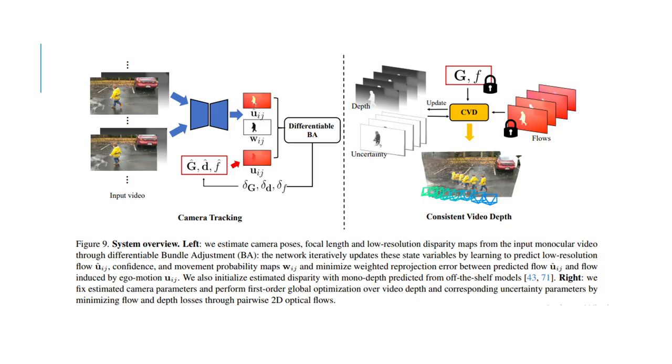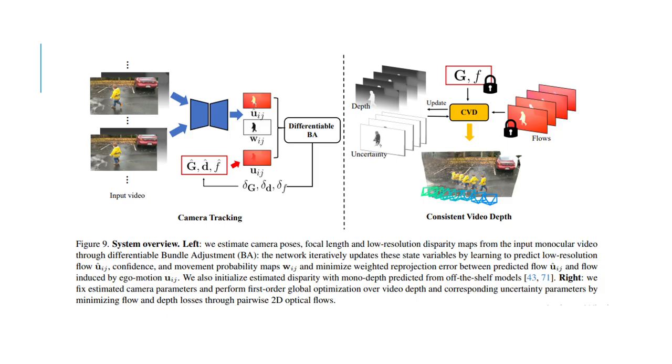Here, on the left, we estimate camera pose, focal length and low resolution depth map from the input video through differentiable bundle adjustment. The network iteratively updates these state variables by learning to predict low resolution flow UJ, and confidence and movement probability maps WJ. Here UJ is the low resolution flow, WJ is the probability map, and we minimize the weighted reprojection error using UJ and WJ, introduced by ego motion. We also initialize the disparity with mono depth predicted from off-the-shelf models.